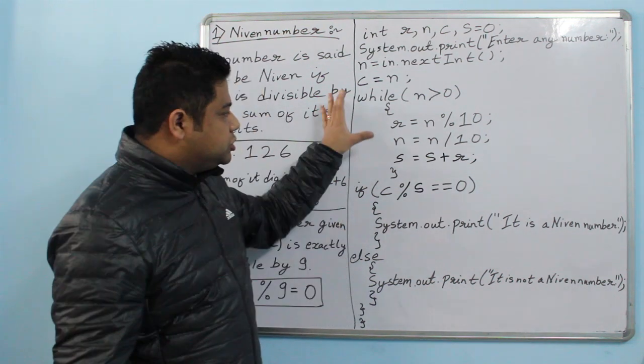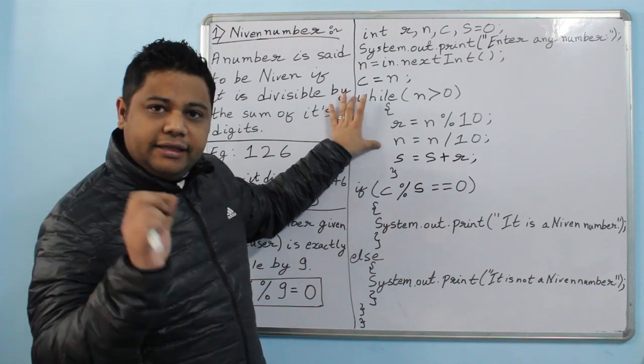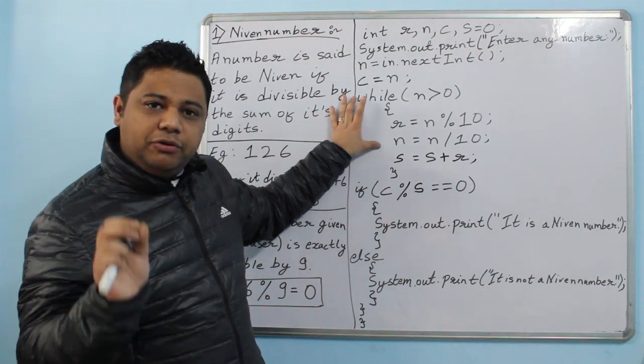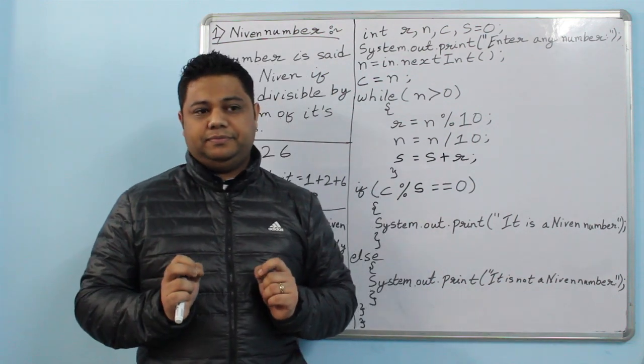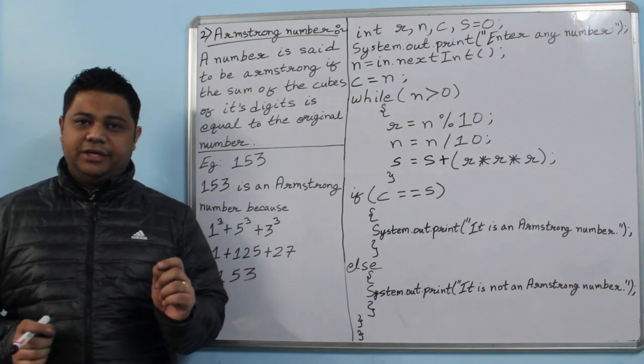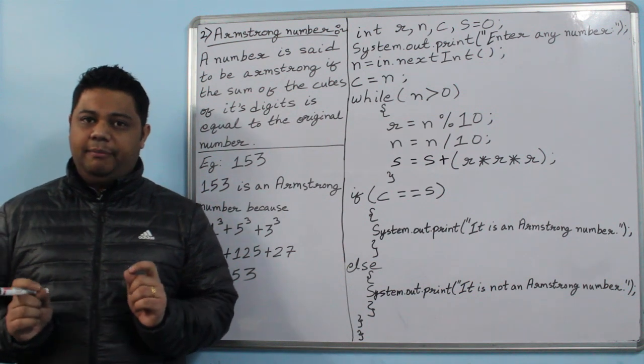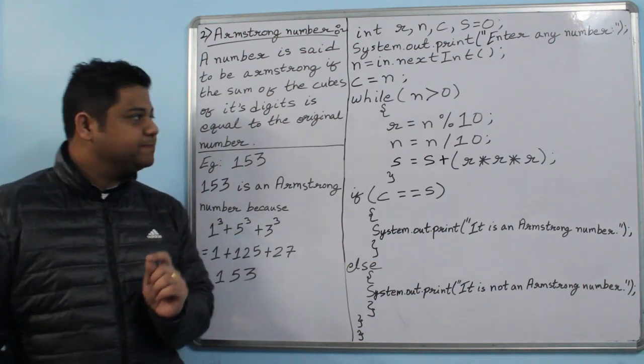And you have to remember, all the programs we are doing in this part, this technique of breaking the number will be used. The second program today we are going to do is Armstrong number. So let's understand the program first.